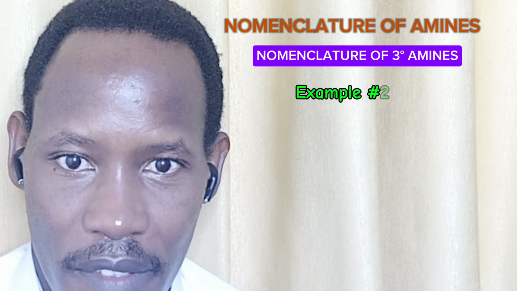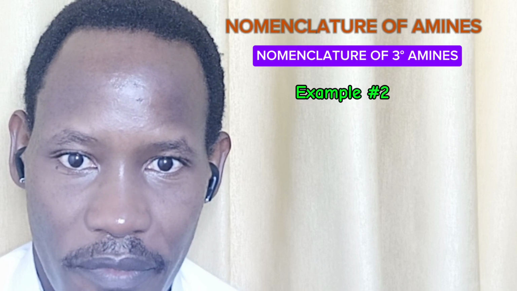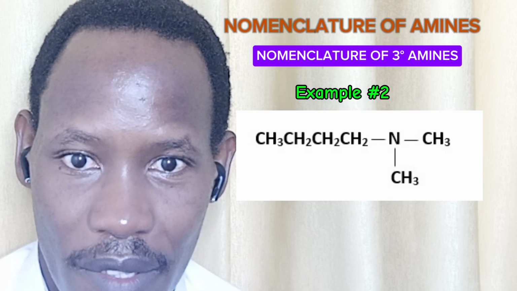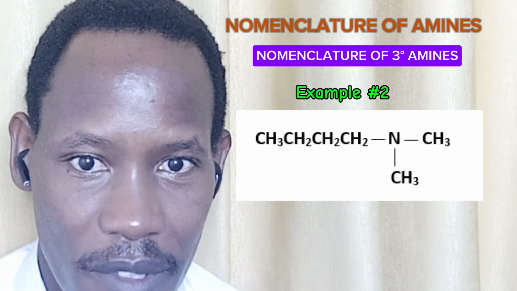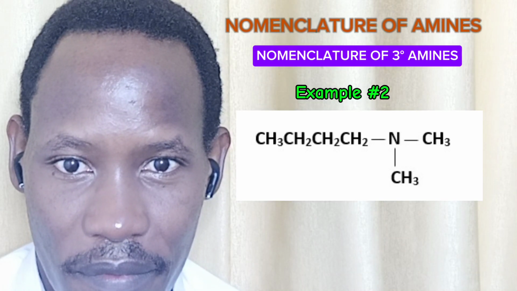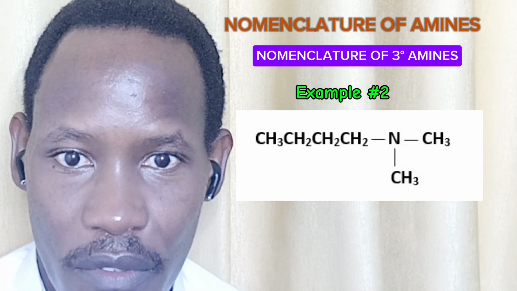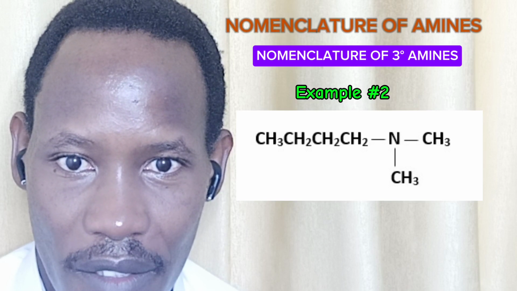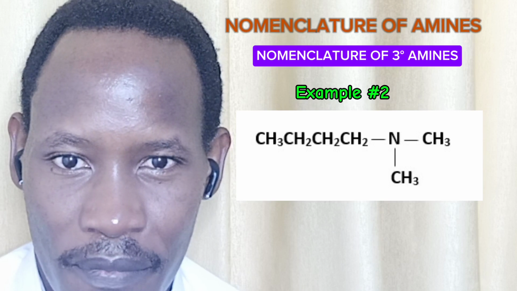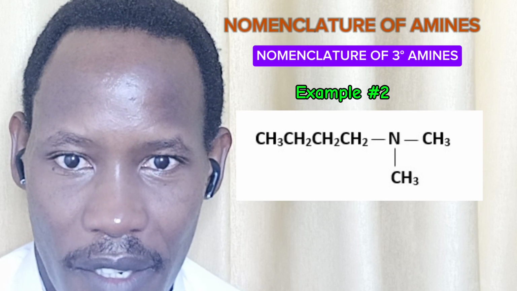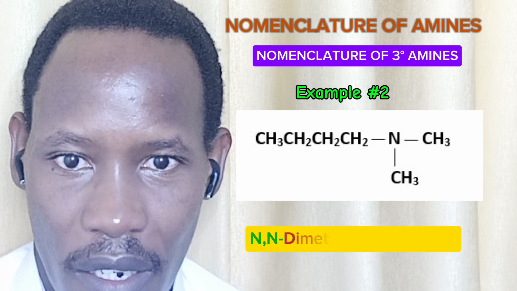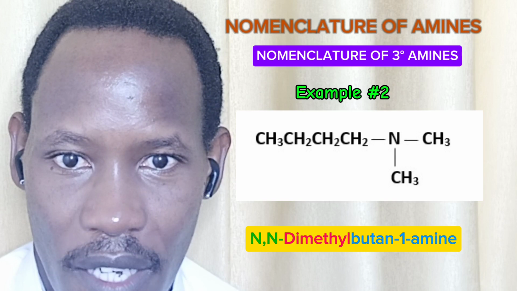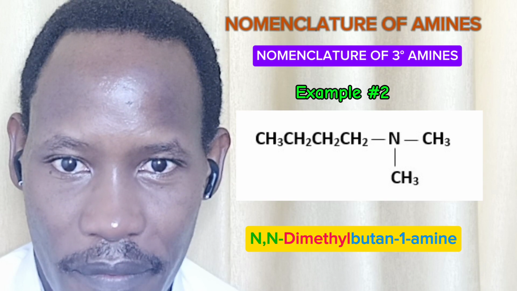And finally, in the second example displayed above, notice that the butyl group is the longest and therefore becomes the parent chain, while the two methyl groups are substituents. And since they are similar, by using the guidelines above, the name of that amine becomes N,N-dimethyl butan-1-amine.